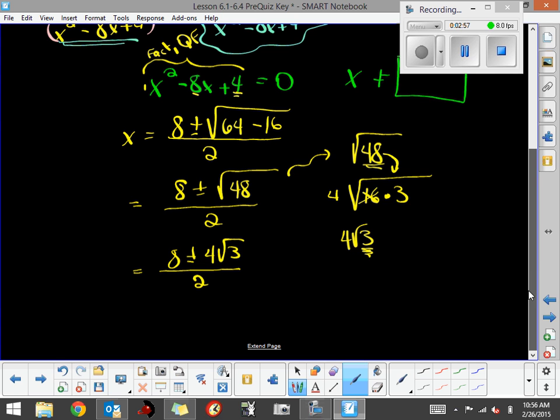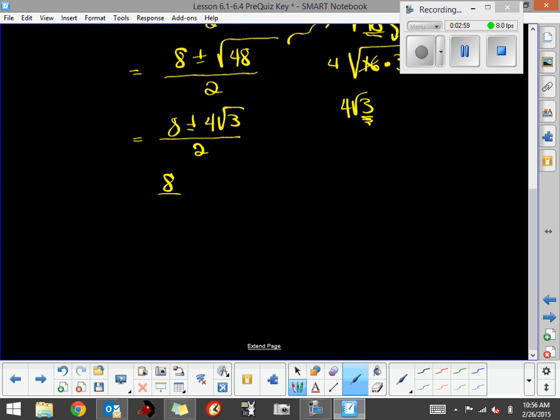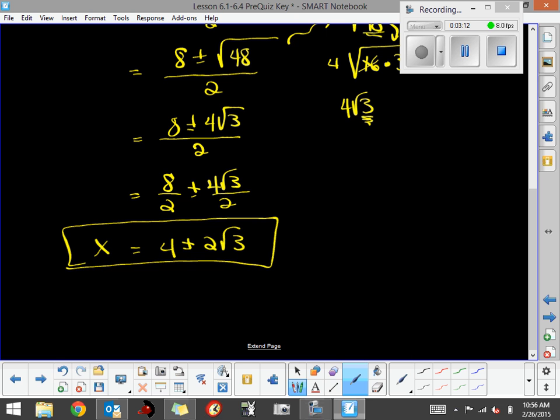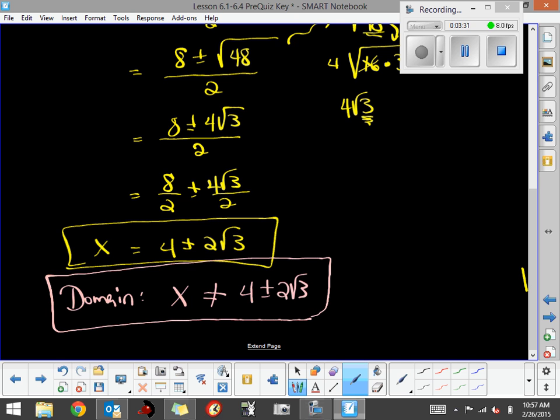Now we want to distribute our division, so we want to take each of these, the 8 divided by 2, and the 4 square root of 3 divided by 2, to put it in simplest form. And we get an answer of 4 plus or minus 2 times the square root of 3. Now these are the values of x that if I put them in, we would get exactly a value of 0. So that's our restriction that we want to make. We finish this off by saying for our domain, x cannot be 4 plus or minus 2 times the square root of 3, because that would cause us to divide by 0. So here is our restriction that we're looking for.